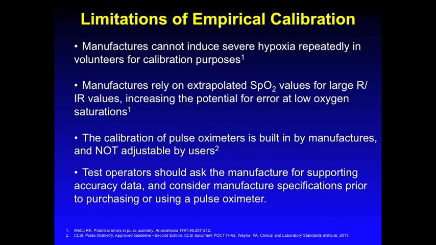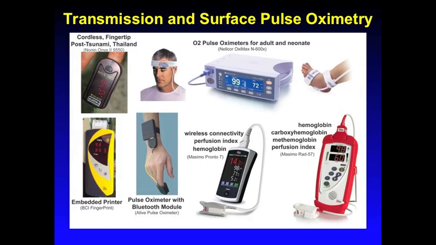Additionally, the calibration of pulse oximeters is built in by the manufacturers and is not adjustable by users. Therefore, test operators are encouraged to ask manufacturers for supporting accuracy data and to consider manufacturer specifications prior to purchasing or using any pulse oximeter. In choosing a pulse oximeter, operators currently have many options to match their particular clinical environment. For instance, the fingertip transmission pulse oximeter was used in Thailand by disaster responders following the tsunami.